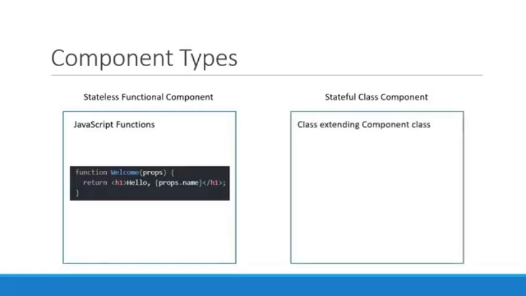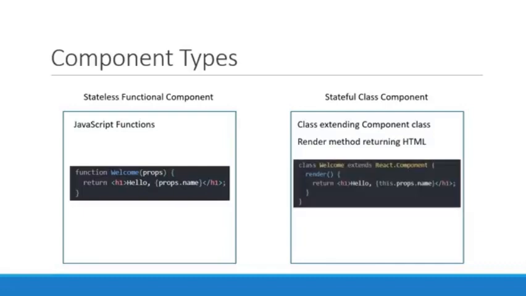Class components, on the other hand, are regular ES6 classes that extend the component class from the React library. They must contain a render method, which in turn returns HTML. For example, class welcome extends react.component, and the class contains a render method which returns an h1 tag that says hello Vishwas. Now, what is the difference and when to use one over the other, we will discuss in the next few videos. But make a note of the 2 component types, stateless functional components and stateful class components.